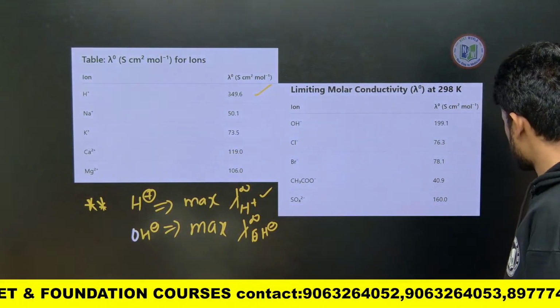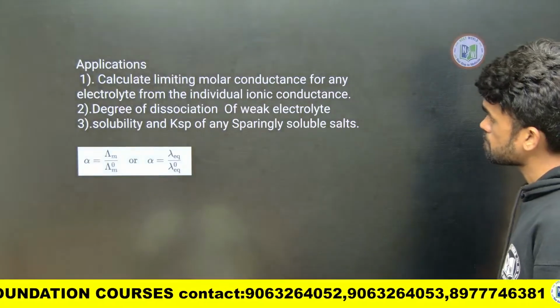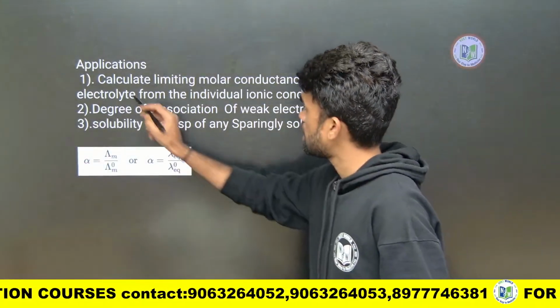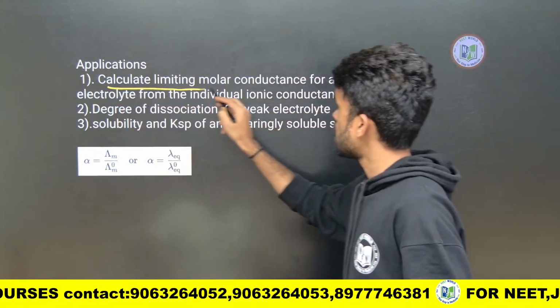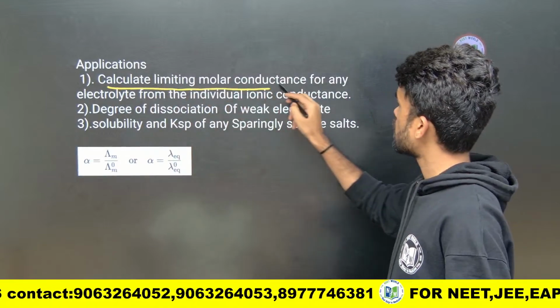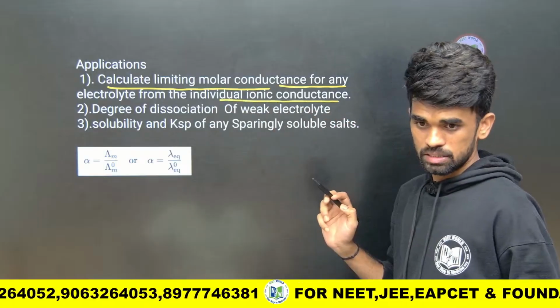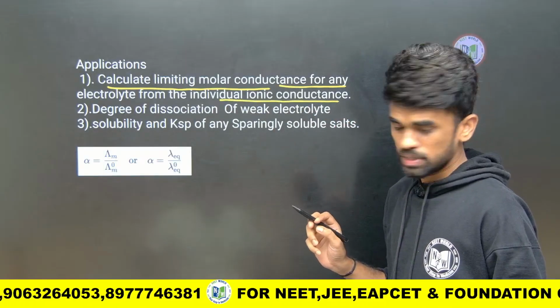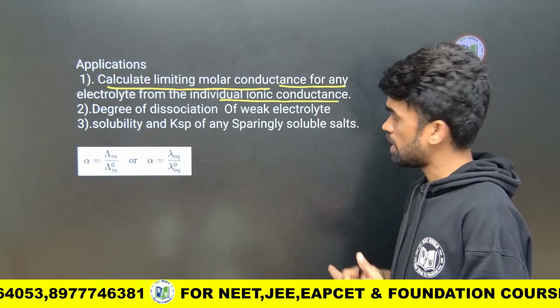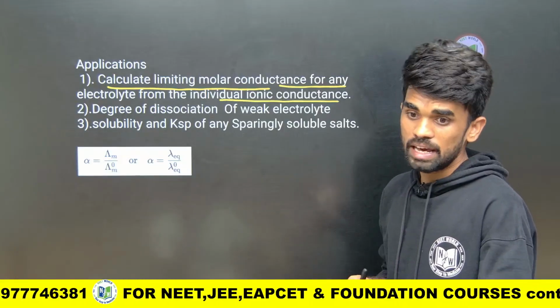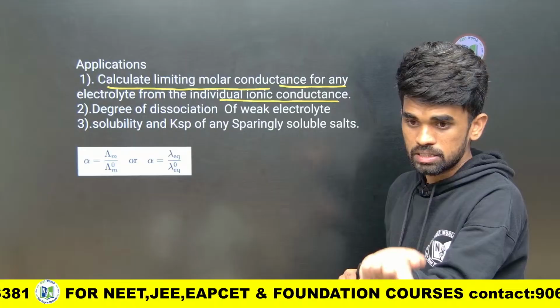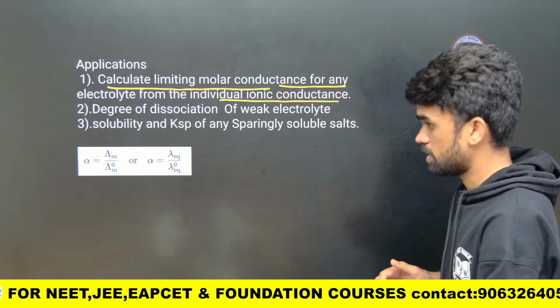This is also done. So what we have calculated, what are the applications we have seen? Calculating the limiting molar conductivity of any electrolyte from an individual ionic conductance. From individual ionic conductance we can calculate now. Individual ionic conductance comes from an indirect method, like taking the strong electrolytes, plus y minus. Yeah, like that.